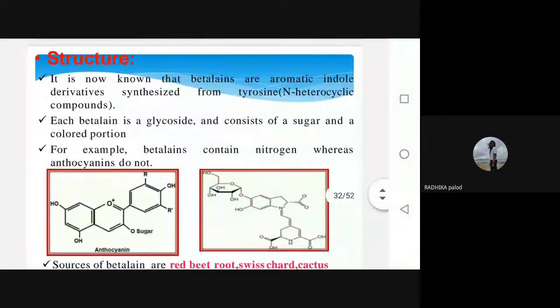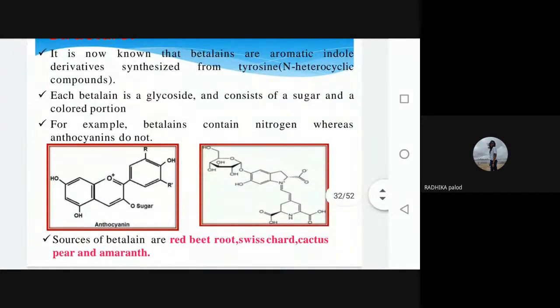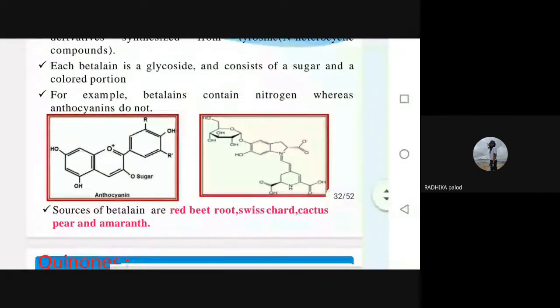Okay, that's fine. So coming to the structure. Betalains have aromatic indole rings, and they are synthesized from tyrosine. Regarding tyrosine, I'll take one class in which I'll show you the aromatic amino acids, including tyrosine, and the heterocyclic structure. Each betalain is a glycoside and consists of a sugar and a colored portion. Betalains contain nitrogen, whereas anthocyanins do not. That is the difference between anthocyanin and betalain.